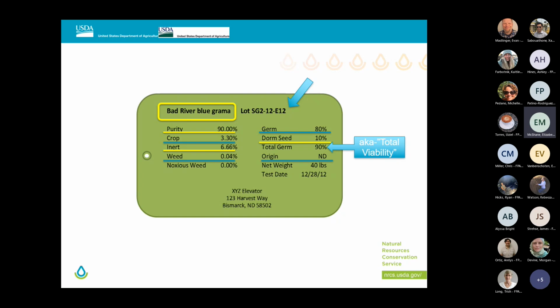The next thing is the origin. So in this case, ND stands for North Dakota. This is the location where the seed was grown. For NRCS programs, refer to your respective state field office tech guide for accepted origin areas for non-varietal species, as opposed to local source native species. There is no germination or origin for named varieties, but they must be included in the state field office tech guide list of accepted named varieties for each species.